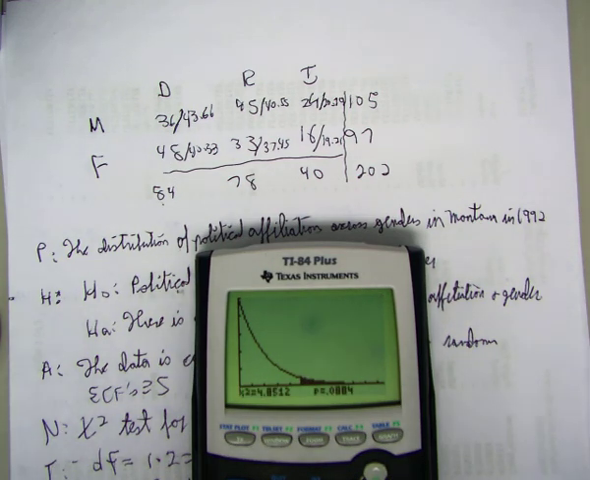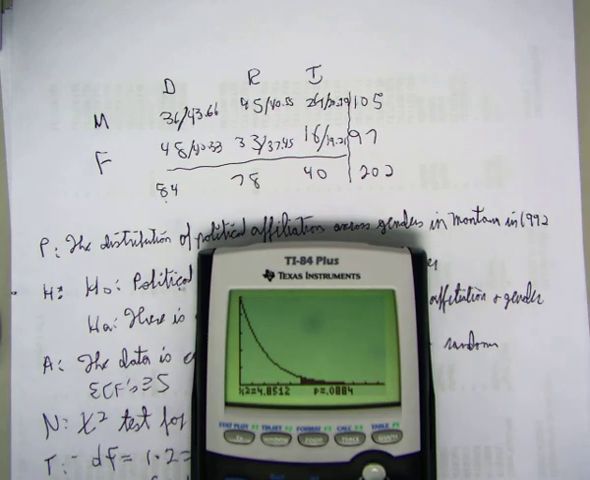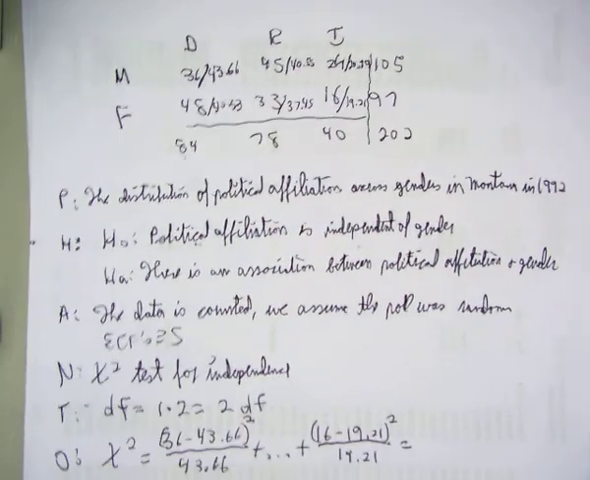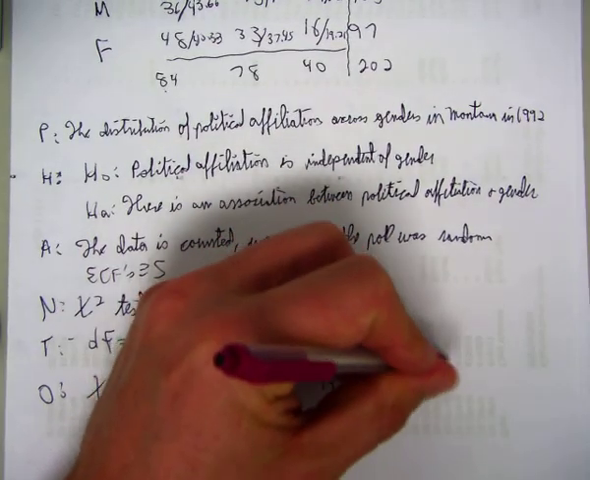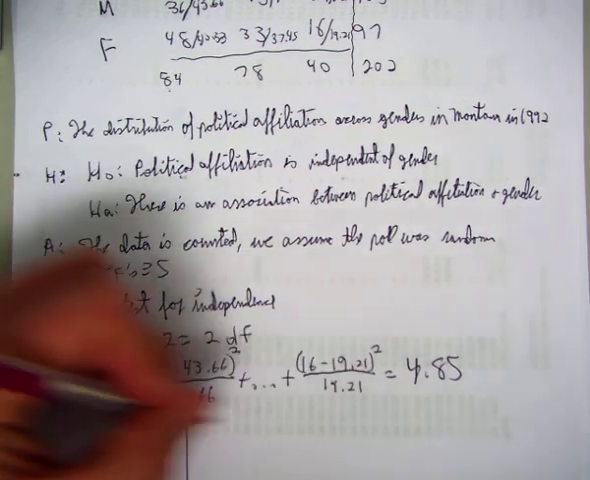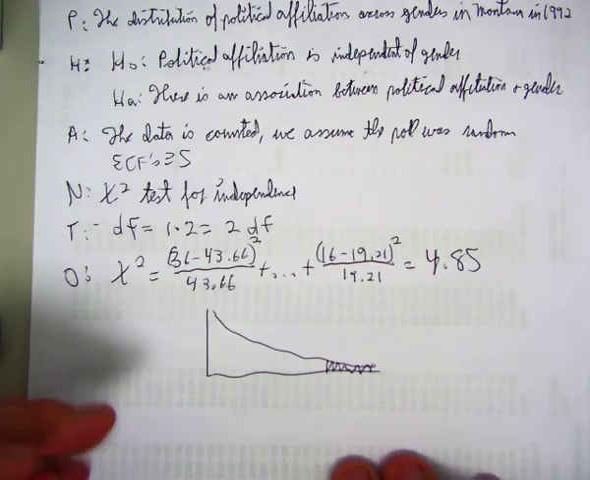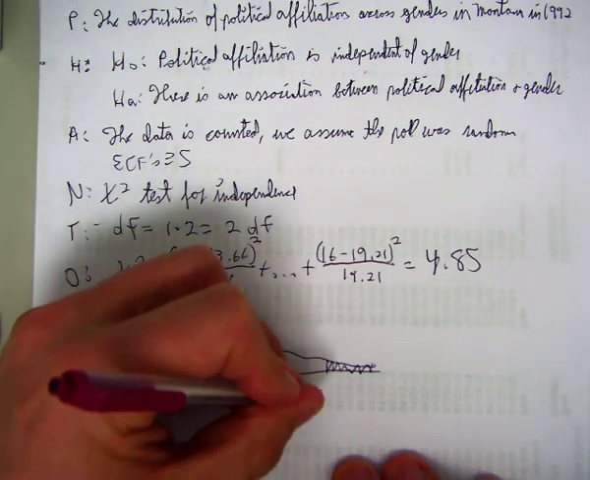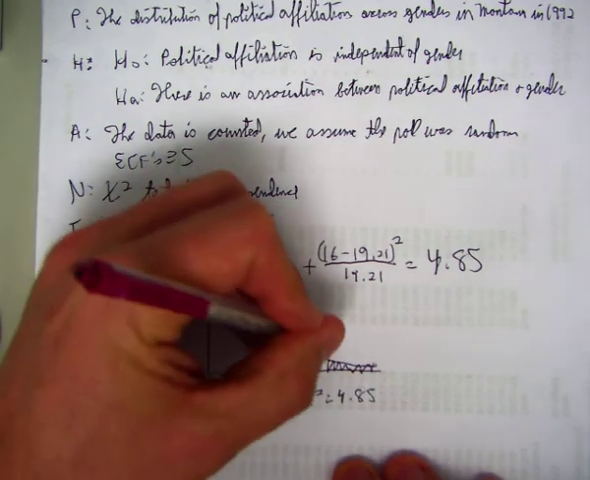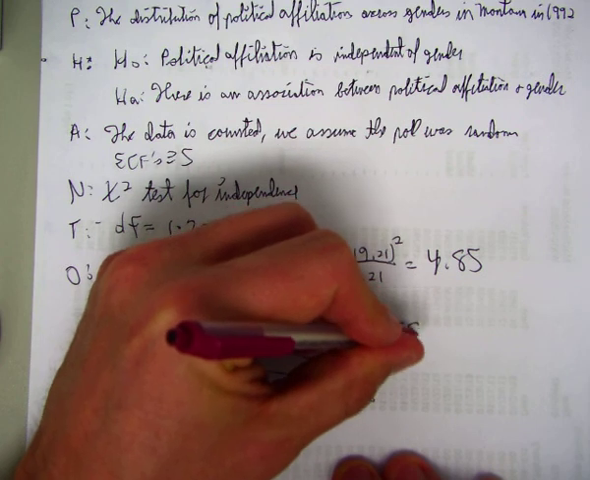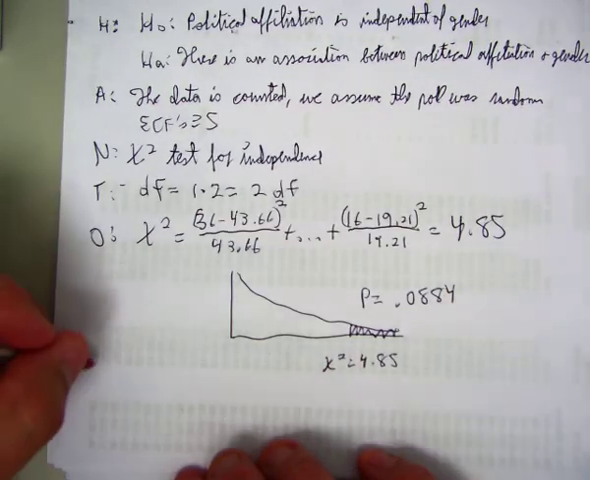and we get a p-value of 0.0884. Chi-squared is 4.85, so I'm just going to put that right here. And then I'm going to draw this, and we shade about right there, and this is chi-squared 4.85, and the p-value is 0.0884. So we make a decision.